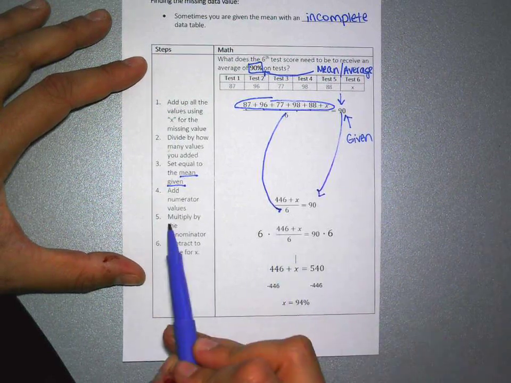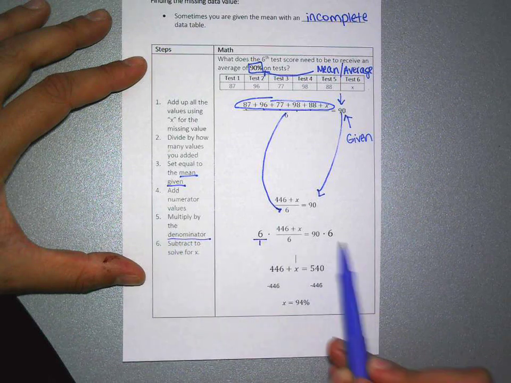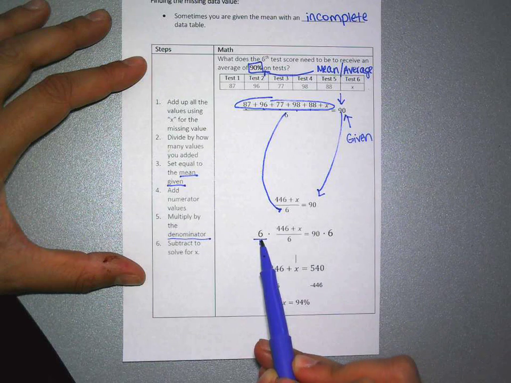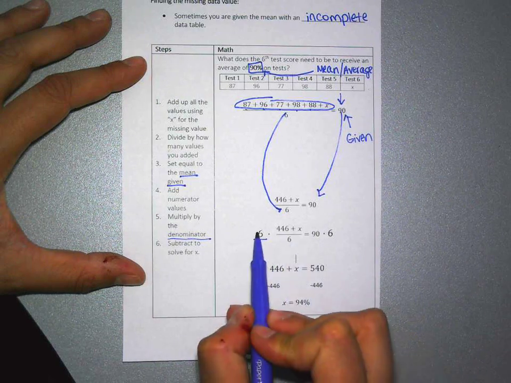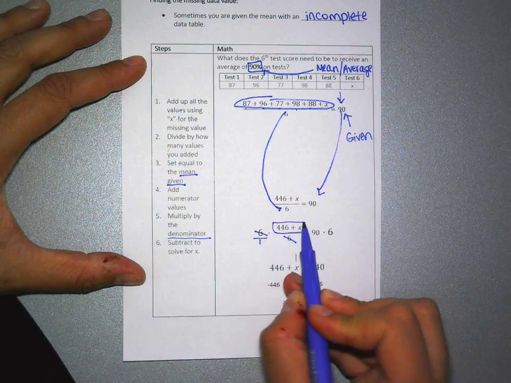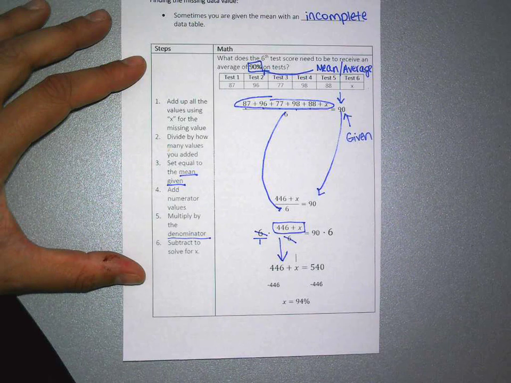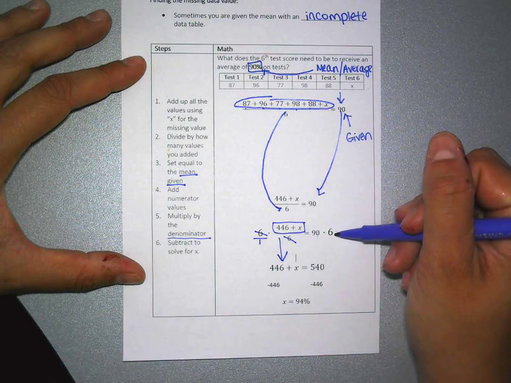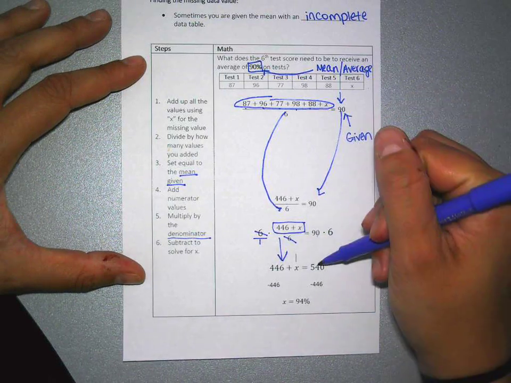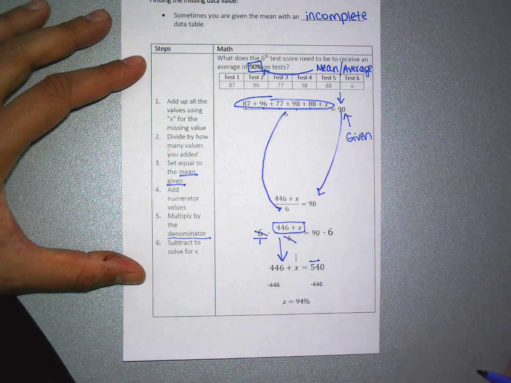Now the second to last step is to multiply by the denominator. So our denominator is 6. I'm going to put a 1 underneath because it's a fraction. These are going to cancel, leaving me with just 446 plus x on this side, so I'll bring that down. 90 times 6, well I know 9 times 6 is 54, so then I just bring down a 0, 540.